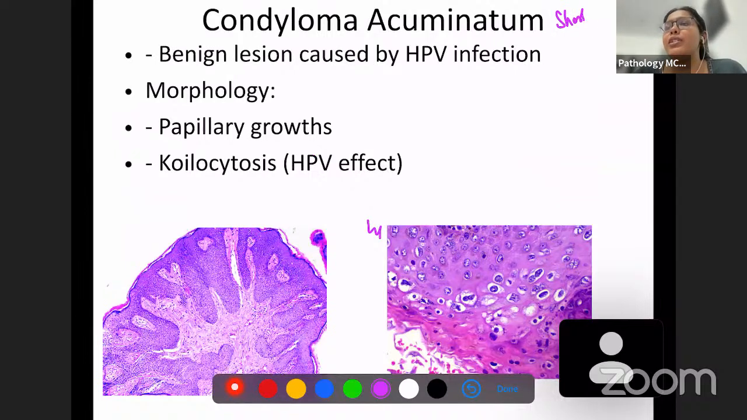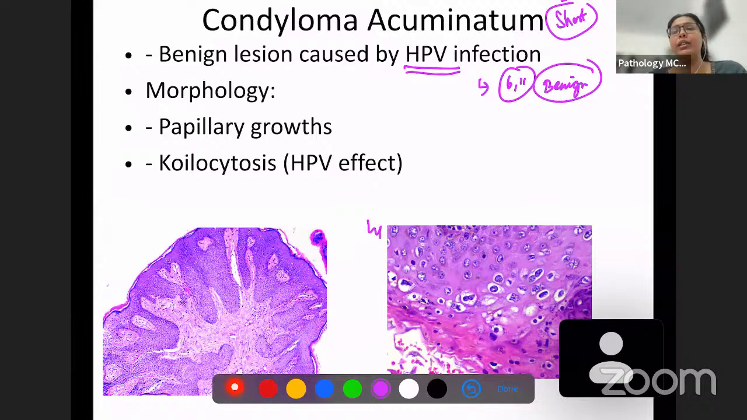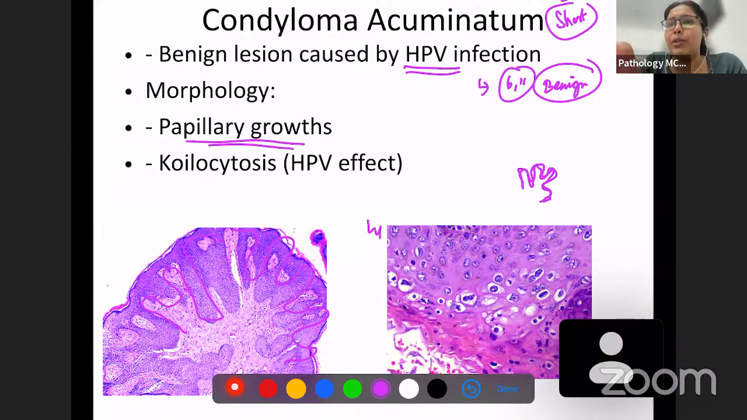Next short answer question is condyloma acuminata. This is a benign lesion caused by HPV infection. Which HPV is implicated? HPV 6 and 11. HPV 6 and 11 are implicated in the formation of condyloma acuminatum. These are also known as benign warts. They are papillary, and this papillary growth you can see in histopathology. See, the same papillary growth pattern, like this.